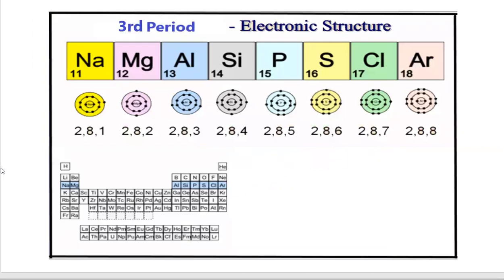Let us take another example: sodium, magnesium, aluminium. Look at the periodic table. They belong to period 3. Let us check the electronic configuration. Sodium 11. Number of shells K, L, M: 3 shells. Here also 3 shells. The shell number remains the same, but valence electrons increase 1 by 1 as we move from left to right. But the period is 3. Why? Because the number of shells is 3.